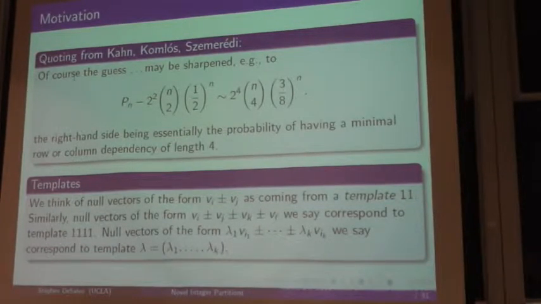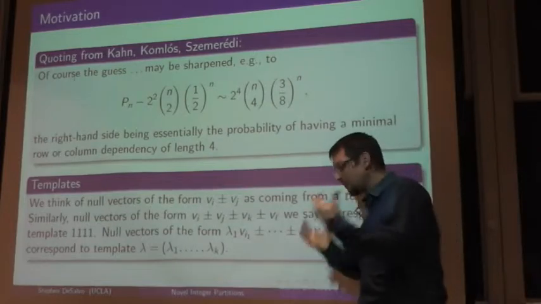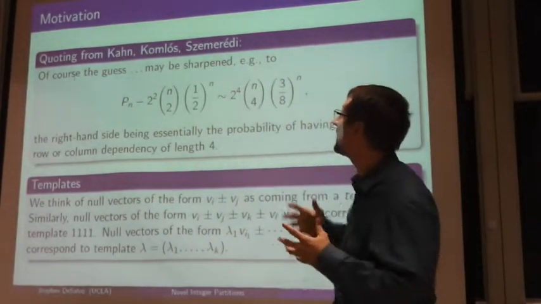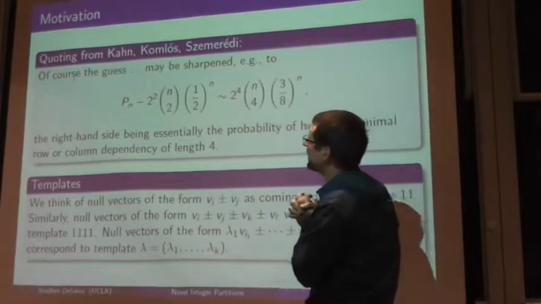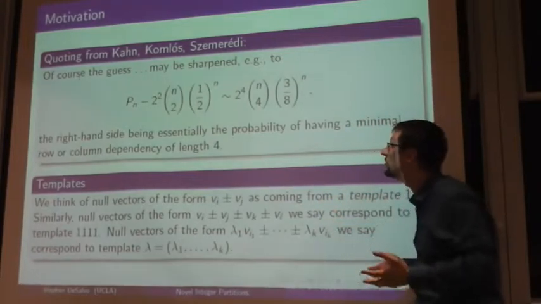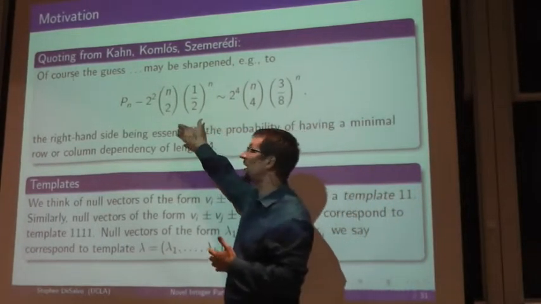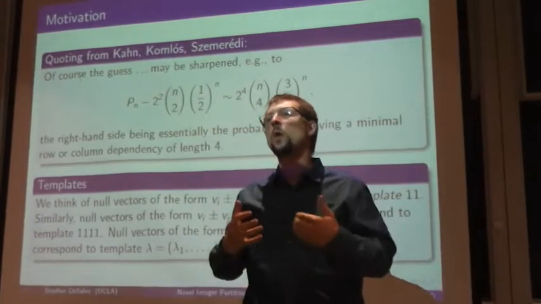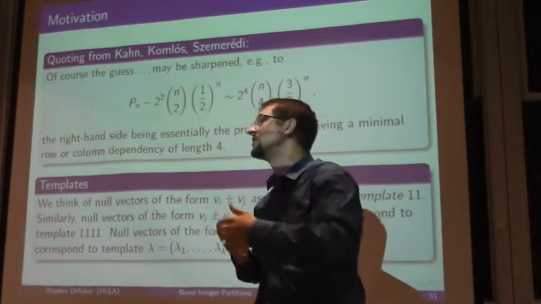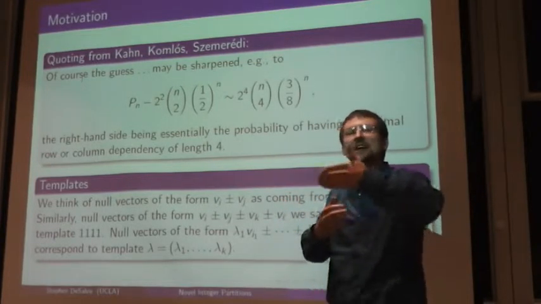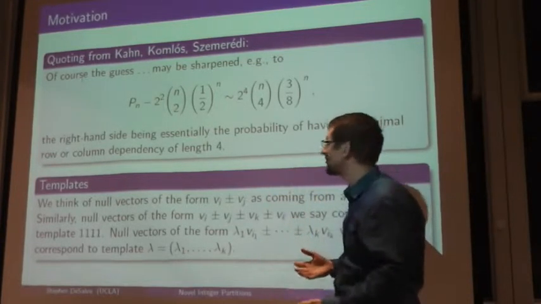Of course, one of the motivations was we listened to this great talk by Philip Matchett Wood, and then we read the Kahn, Komlos, Szemeredi paper. And in it says, of course, the guess may be sharpened, for example, and you take away the first term. You might ask, let's suppose the long-standing conjecture gets solved. What would you do afterwards? The day after, what would you do? You might prove an asymptotic expansion, for example. What's the second order term, third order term, etc.